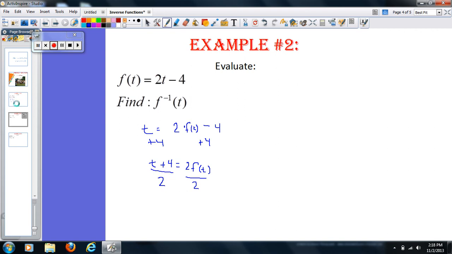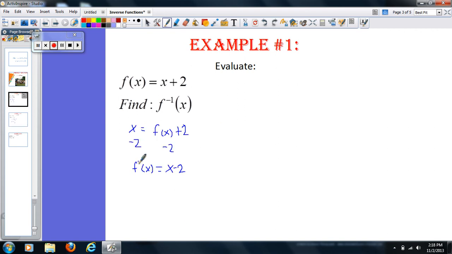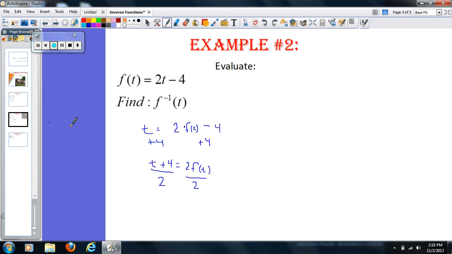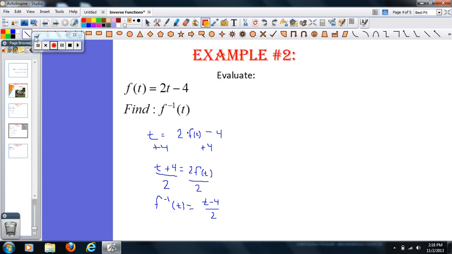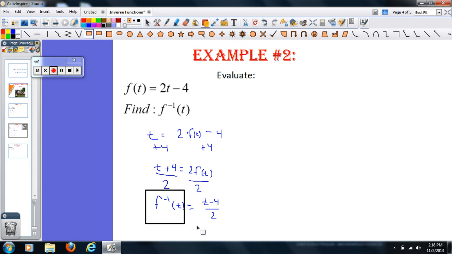And I also forgot, the first answer is f inverse of x equals x minus 2. So that means that f inverse of t equals t minus 4 over 2. And this would then be our answer right here.